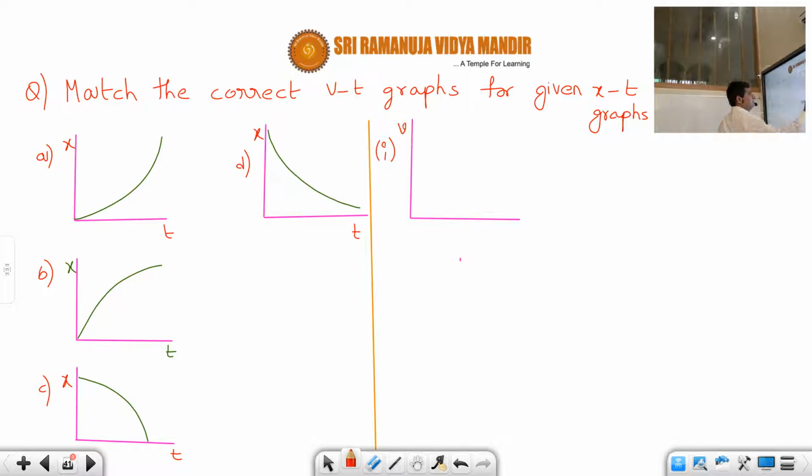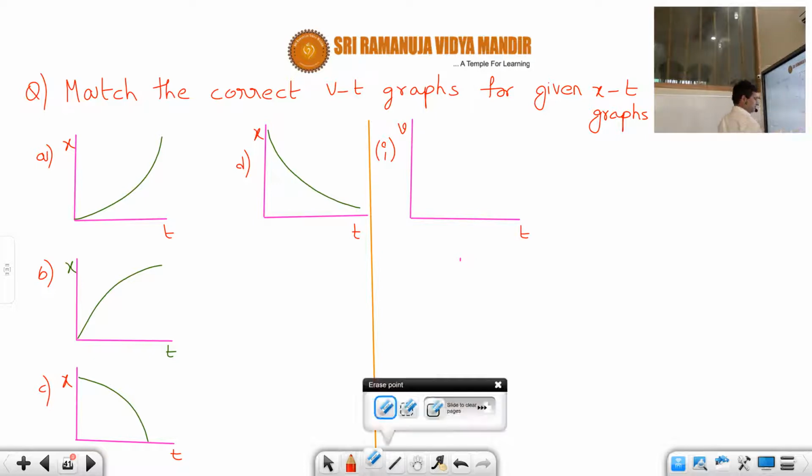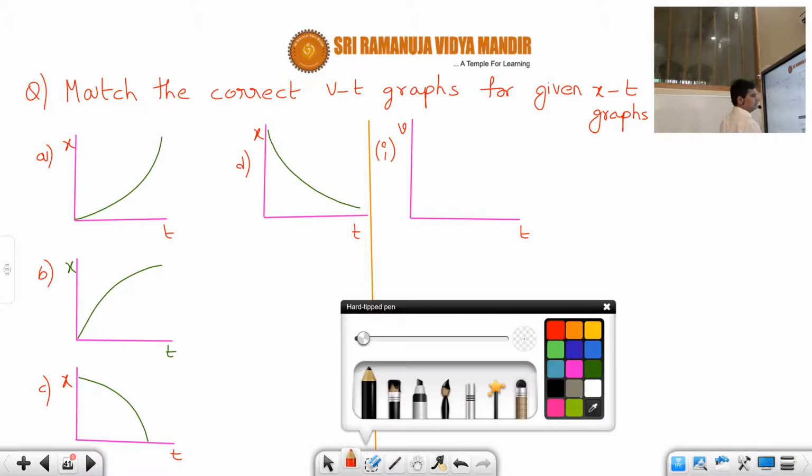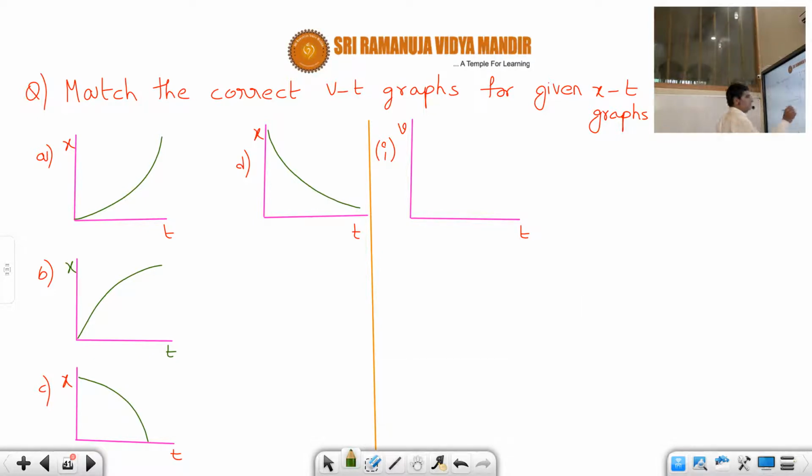Let us say this is V and this is the time. Okay, now let us see. Suppose let's say the first VT graph is like this, students. Or I'll use another color, let's say blue color. Okay, students. Okay, next one.